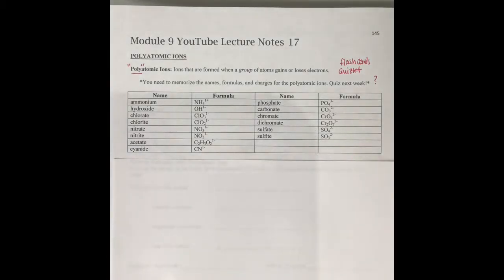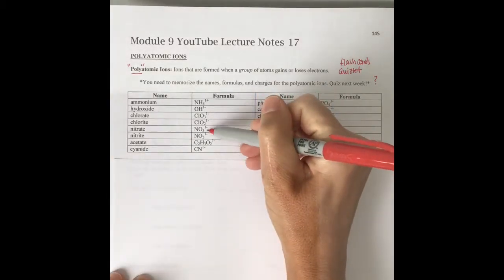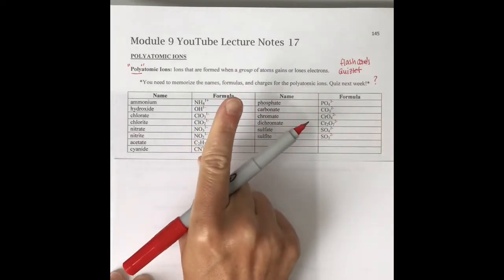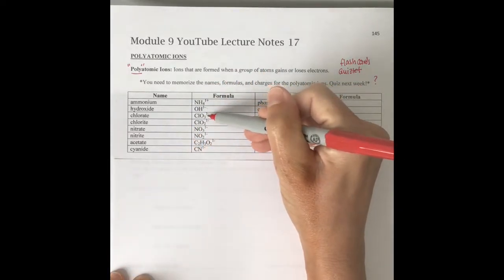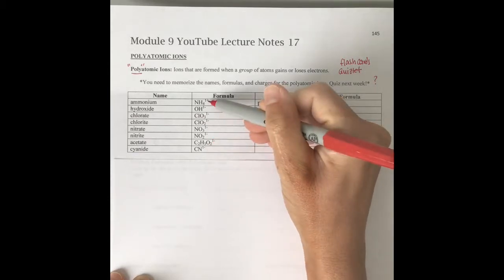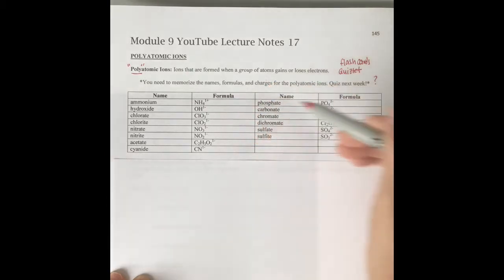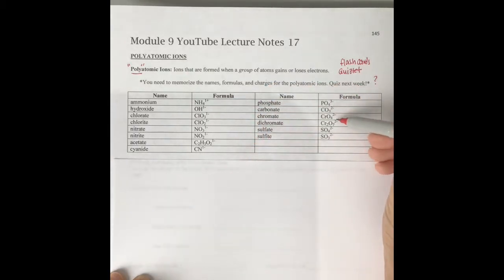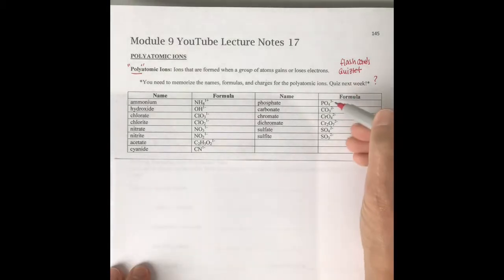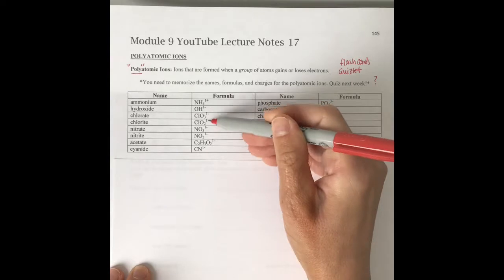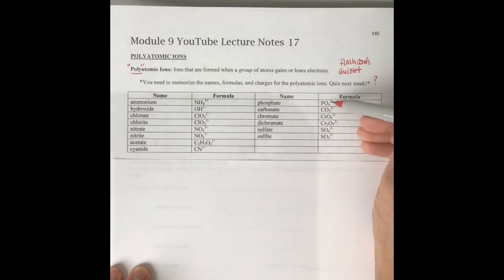Memorizing them will take some time, but one thing that you might notice is all of the ones in this column have a 1- charge. They all have a -1 charge, except for ammonium. It is the only positive ion. Over here, these are the ones that have either a -2 or -3 charge. And phosphate is the only one that has a -3. Okay, so they're mostly 1s, a bunch of 2s, and one that has a -3 charge.